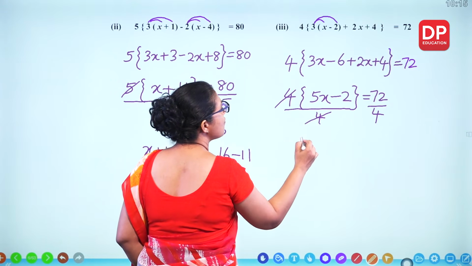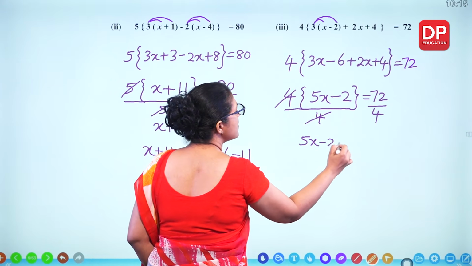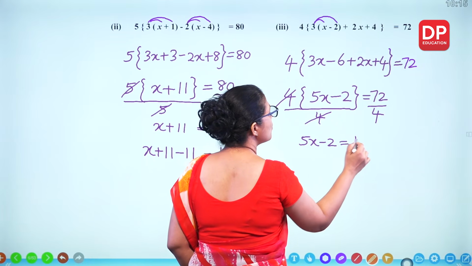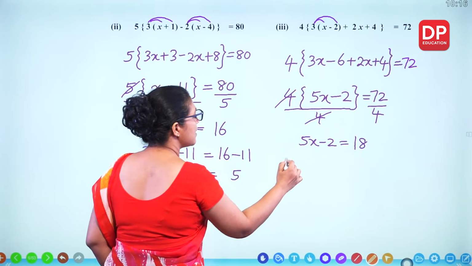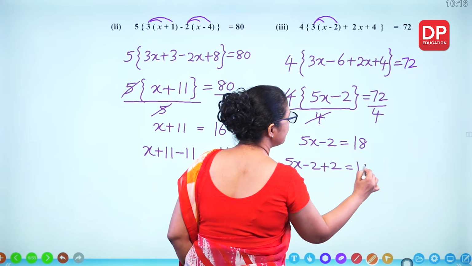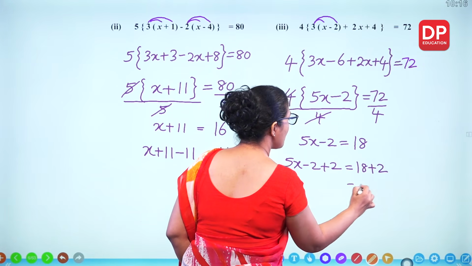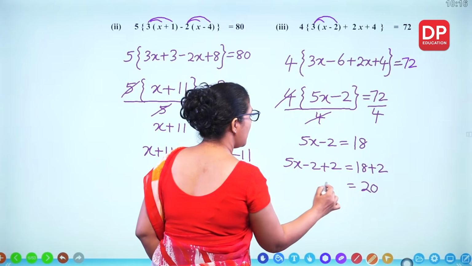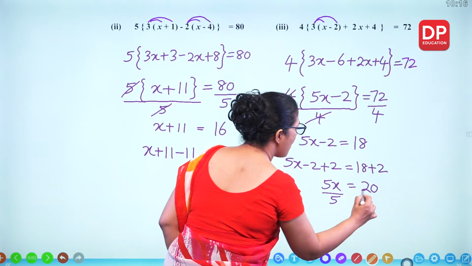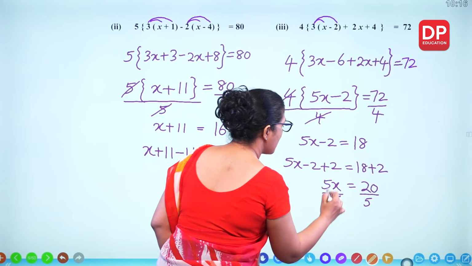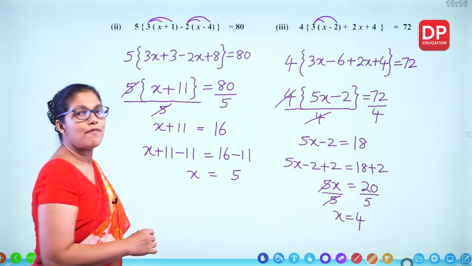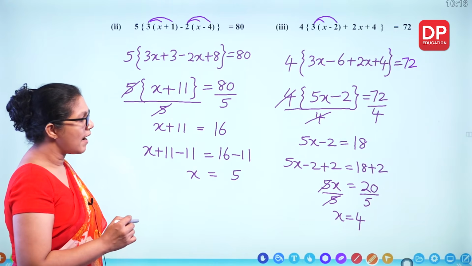What you get? 5x minus 2 is equal to 4 times 1, 4. 32, that's 8. Now add 2 to both sides. You get 20 here and 5x. Divide both sides by 5. You get x equals 4. 20 divided by 5, you get 4.